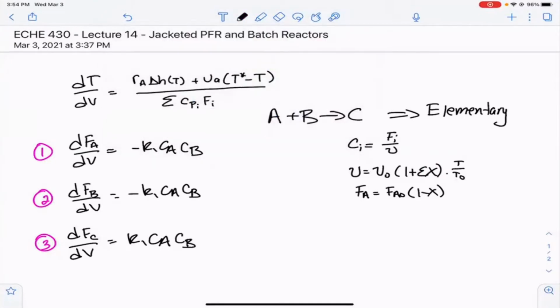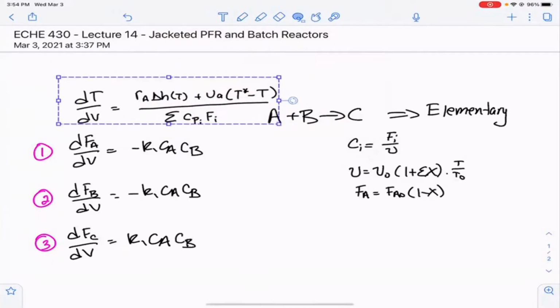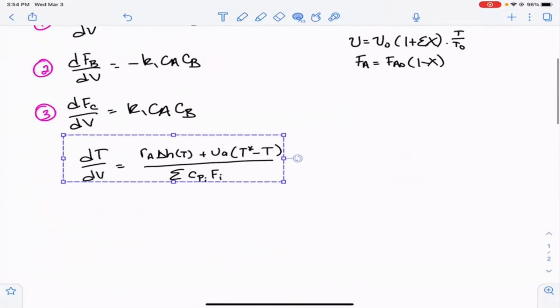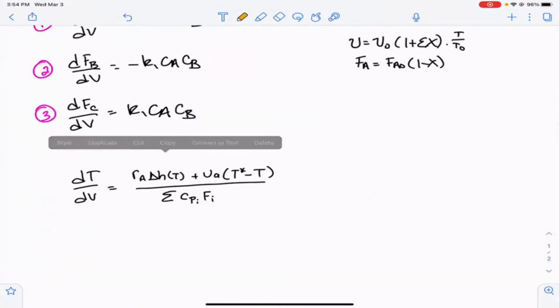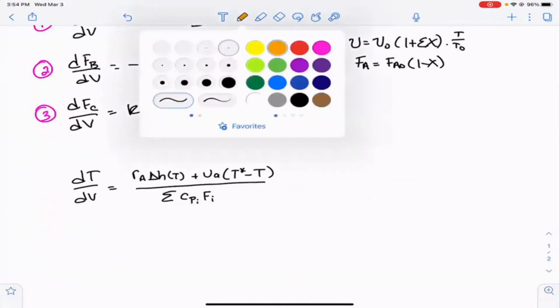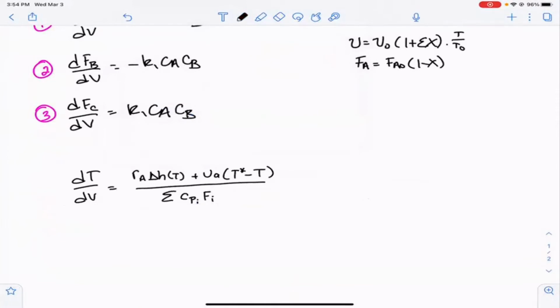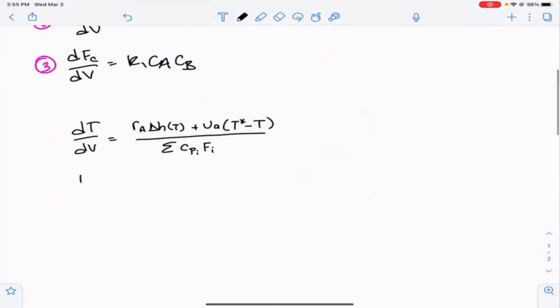So then the only thing that we have left to do really is to take this expression and to think about the changes that we're going to make based on the information here in the problem. Okay, so to do that, I'm going to try to give us a little bit of space, and I'm going to move this down to here. And if we're going to start with dT/dV equals r_A times delta H of reaction, which is a function of temperature, plus UA times T star minus T over the sum of the heat capacities times the flow rates, well, we can easily make two substitutions here, right?